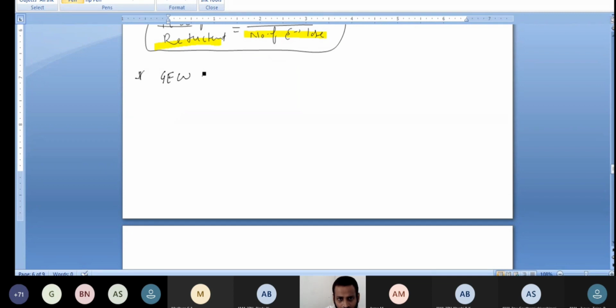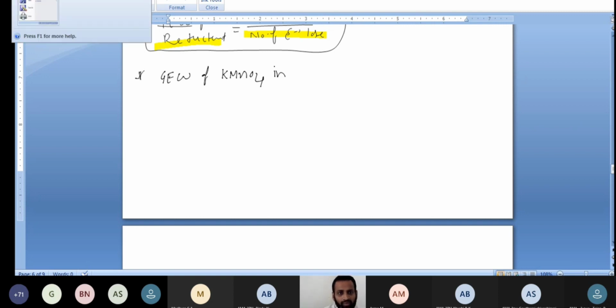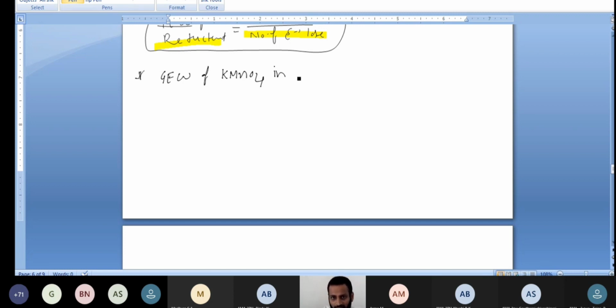Gram equivalent weight of KMnO4. This is the most important. In different mediums the reaction is different. Loss of electrons or gain of electrons happens in a medium actually. So the medium is important, and that's why I'll explain in different mediums, because different numbers of electrons may be lost or gained depending on the particular medium.